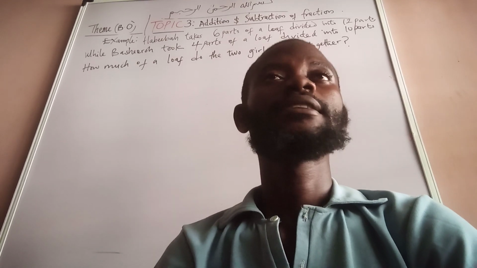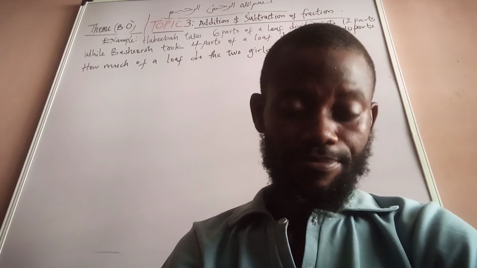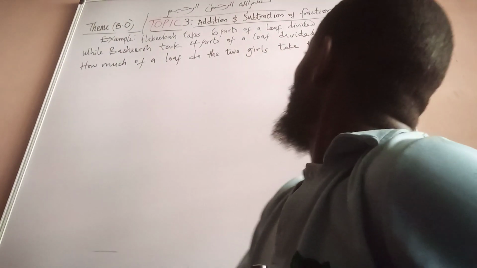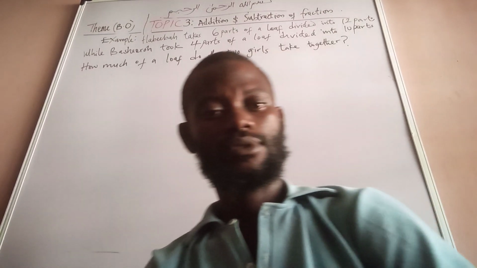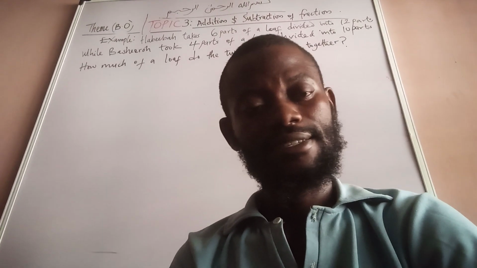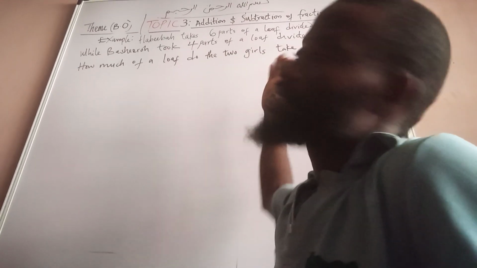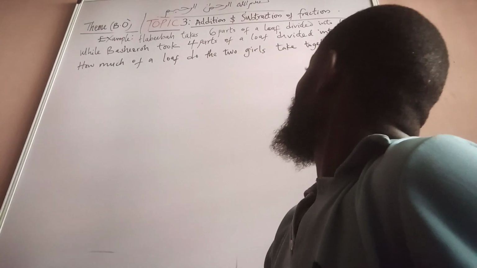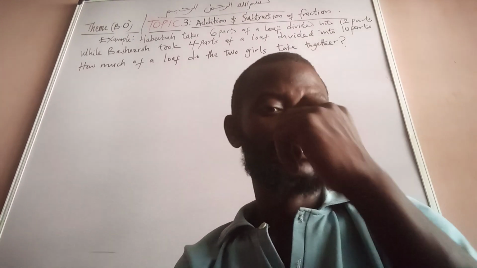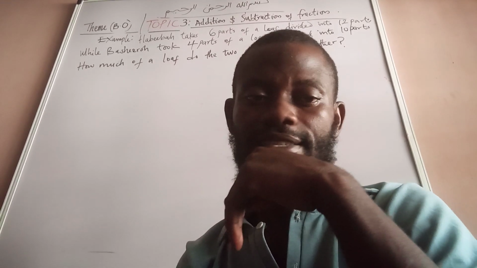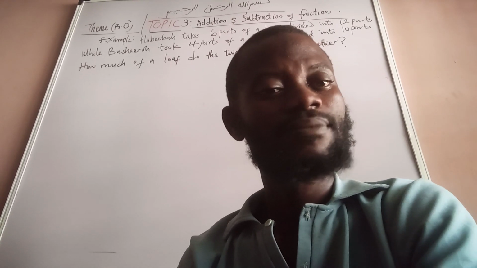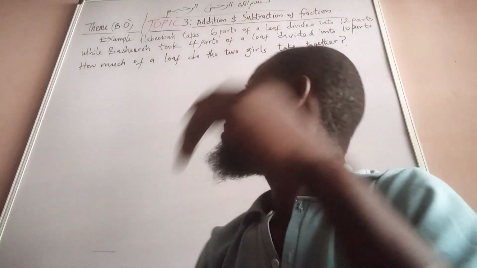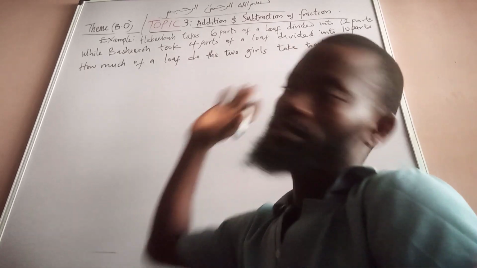Habiba's father bought a bread, and that bread was divided into 12 parts, 12 slices. Out of those 12 slices, Habiba took 6 parts, while Bashiro's papa bought a bread that was divided into 10 slices. Bashiro took 4 out of 10. Then I ask you, how much of the loaf did the two girls take altogether?